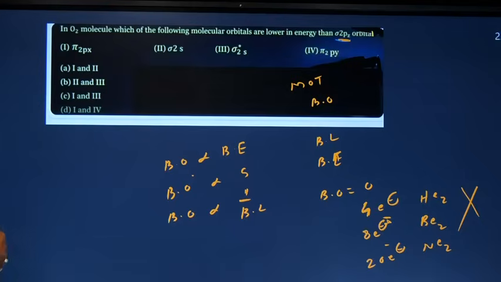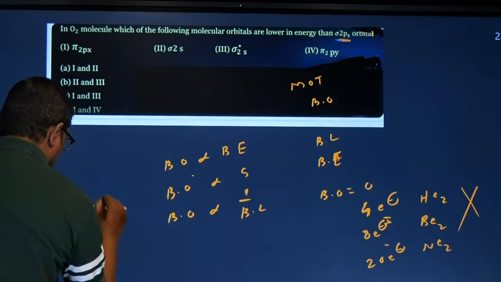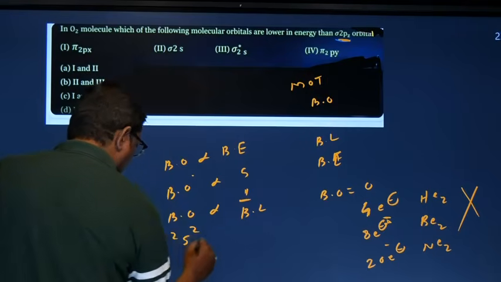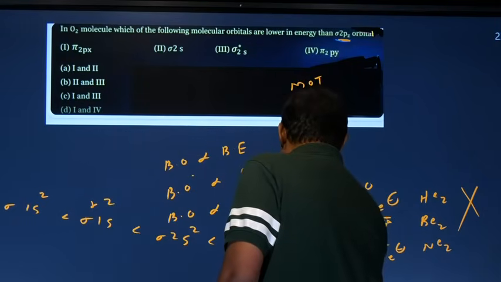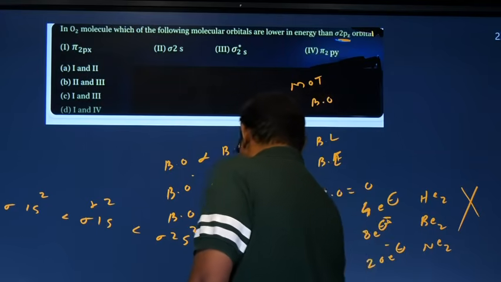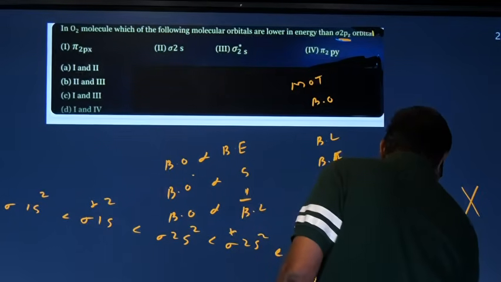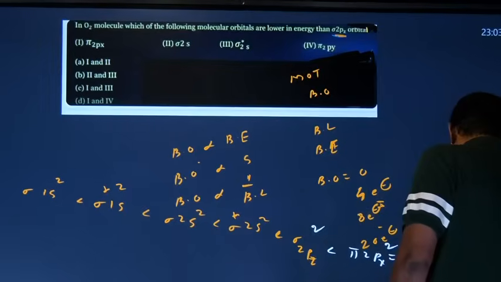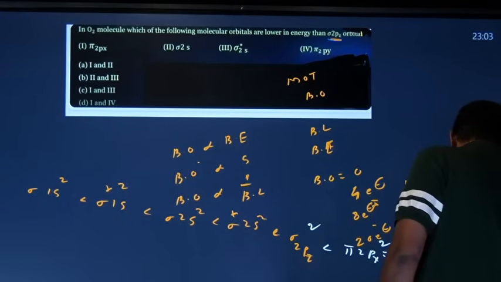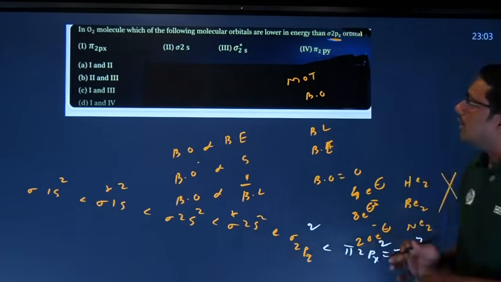Now if you go for the given question, we can use Mulliken's rule. While writing the electronic configuration: sigma 1s2, sigma star 1s2, sigma 2s2, sigma star 2s2, then sigma 2pz, then pi 2px equal to pi 2py with 2 electrons each, then pi 2px star equal to pi 2py star with 1 electron each. This is the electronic configuration of the O2 molecule.